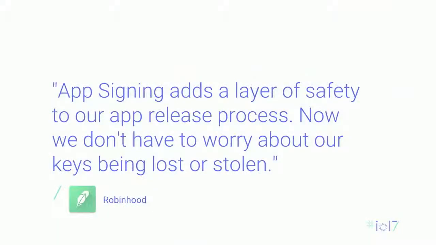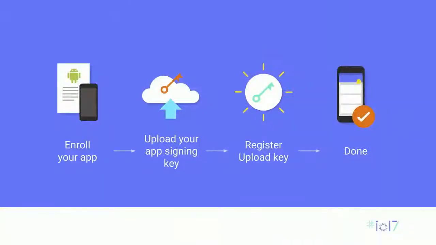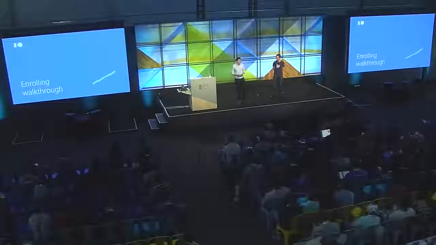So how does this solve your problem? Well, we've had several partners using Google Play app signing for a while now, and the feedback has been really positive. Here, Robinhood speaks to the layer of safety that we've added, while at the same time all but eliminating the worry of having lost or stolen keys. And it's really easy to get started. You just upload your key, create a new one, and then you're done. In fact, it's so easy, I'm going to walk you through the entire process right now.